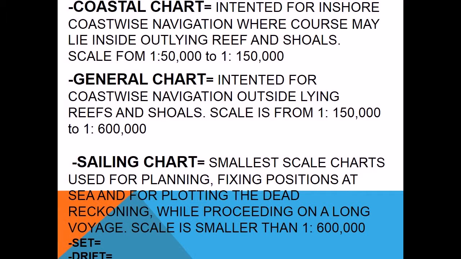1:600,000. Sailing chart: smallest scale charts used for planning, fixing positions at sea and for plotting the dead reckoning while proceeding on a long voyage. Scale is smaller than 1:600,000. Set. Drift. Rate.